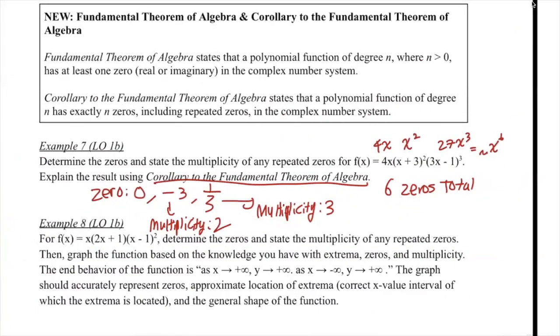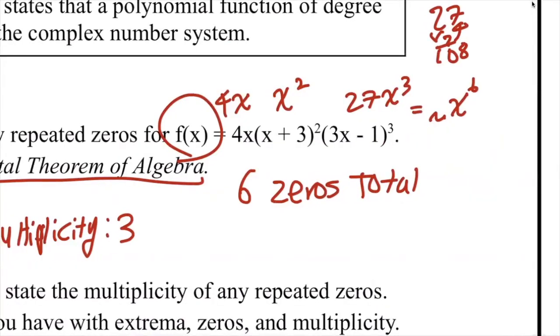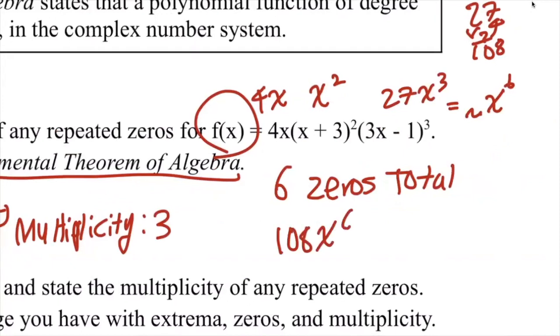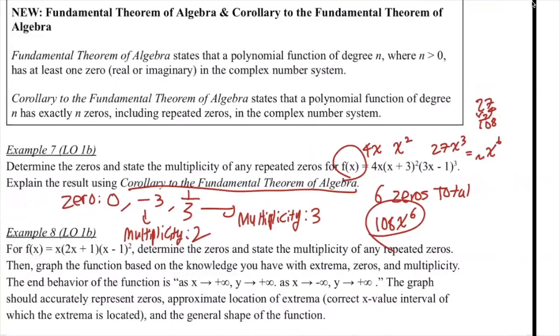The leading term of this function would be 108x to the power of 6, according to the corollary to the fundamental theorem of algebra, because the leading term has a degree of 6. It is logical to think that including the repeated zeros, there are 6 zeros total. So it does match our result shown in the corollary to the fundamental theorem of algebra.